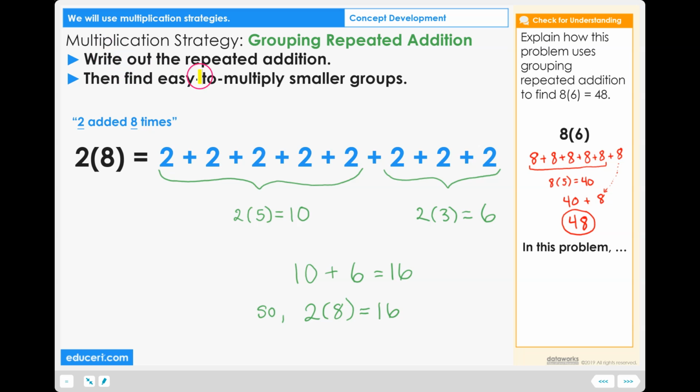On this page, we are going to go over the multiplication strategy, grouping repeated addition. We're going to read about the idea, look at it applied to an example, and answer a check for understanding question. Let's read. Ready? Read.